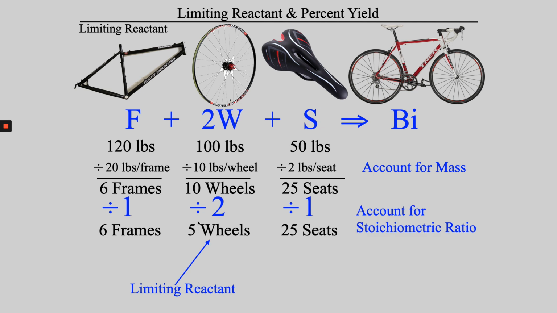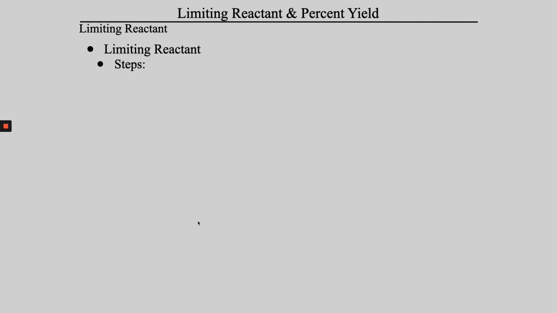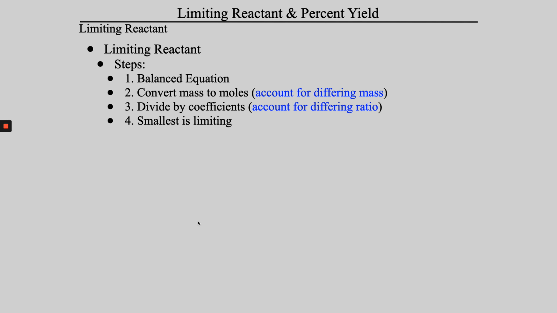Then guys, we need to account for the stoichiometric ratios, because these don't bind together 1 to 1. So guys, we're going to do exactly the same thing here. How do we account for mass? Convert to moles. How do we account for the stoichiometric ratio? Divide by the coefficients. Guys, that becomes these steps. You might want to write it down.